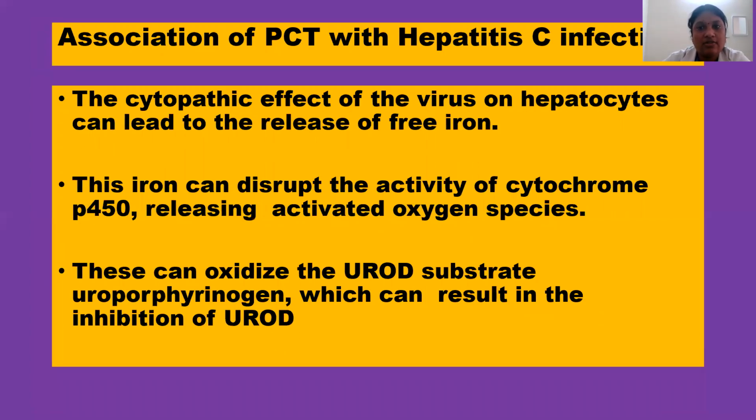How PCT is associated with hepatitis C: the cytopathic effect of the virus on hepatocytes can lead to release of free iron, which can disrupt the activity of cytochrome P450, releasing activated oxygen species. These can oxidize the UROD substrate uroporphyrinogen, which can result in inhibition of the UROD enzyme.